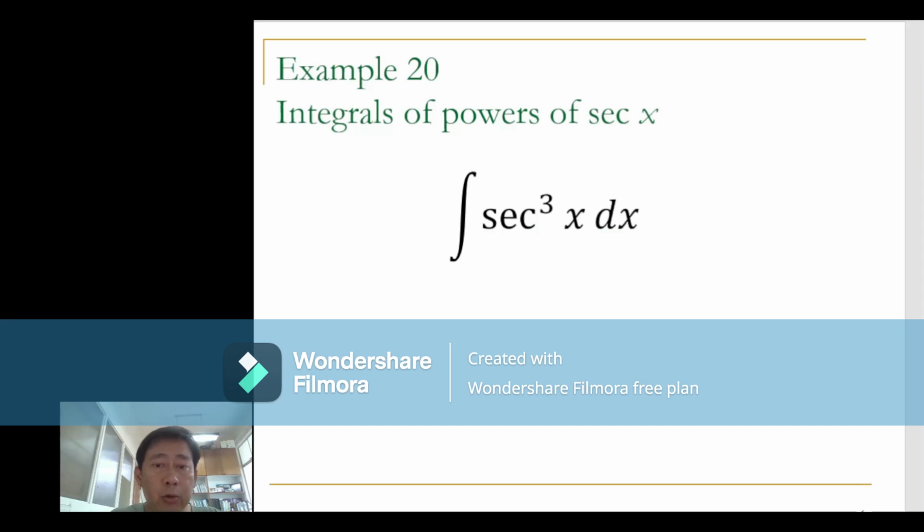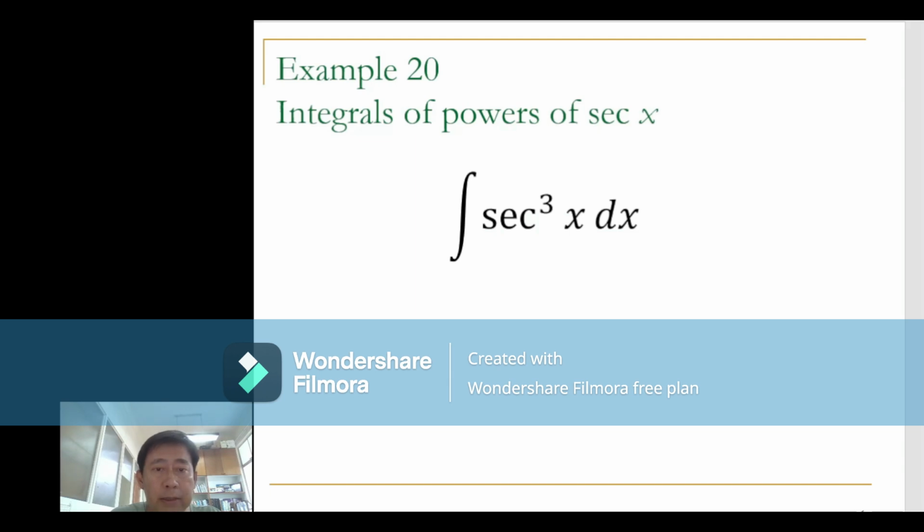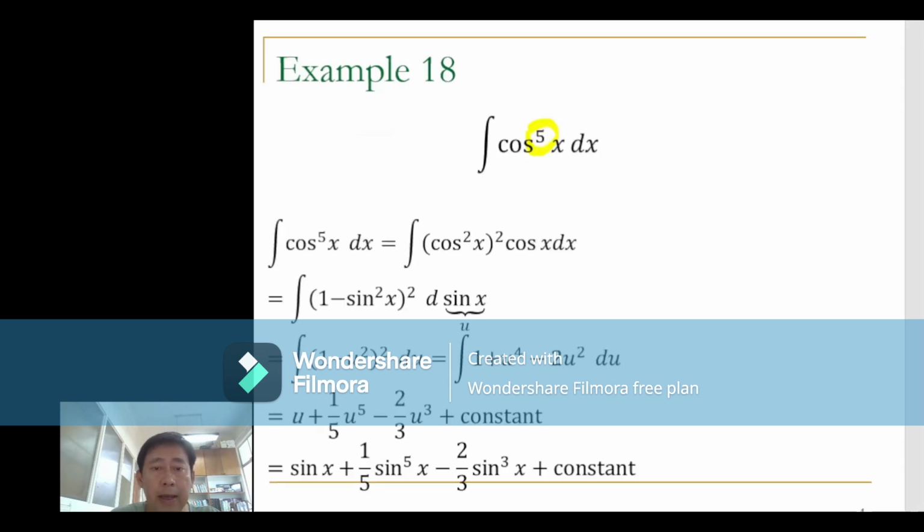In this video, we are going to discuss example 20, which involves the integration of secant x raised to an odd power of 3. The method to perform the integration for secant x raised to a power of 3 is quite similar to the integration of cos raised to a power of 5 in example 18. Both integrations involve an odd power. Both example 20 and example 18 have a similarity in the method of their integration.